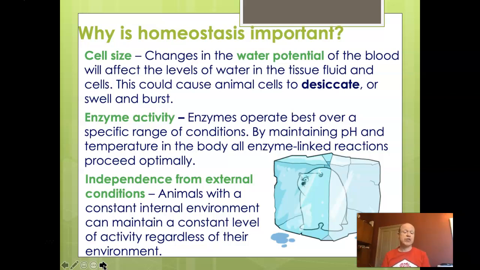Enzyme activity, you're all familiar again with the idea of optimum. There's an optimum temperature and an optimum pH. And enzymes work best at their optimum. So if we keep the enzymes at the best possible pH and temperature, then they will work optimally, i.e. at their best. And it allows an organism to be independent from external conditions. If you can maintain a constant internal temperature, then it doesn't matter what the external temperature is, you'll still be able to be active. Obviously, there are limits. If it's really, really freezing cold, then some organisms might not be able to operate and they will rest until the temperature is suitable. Similarly with hot environments.